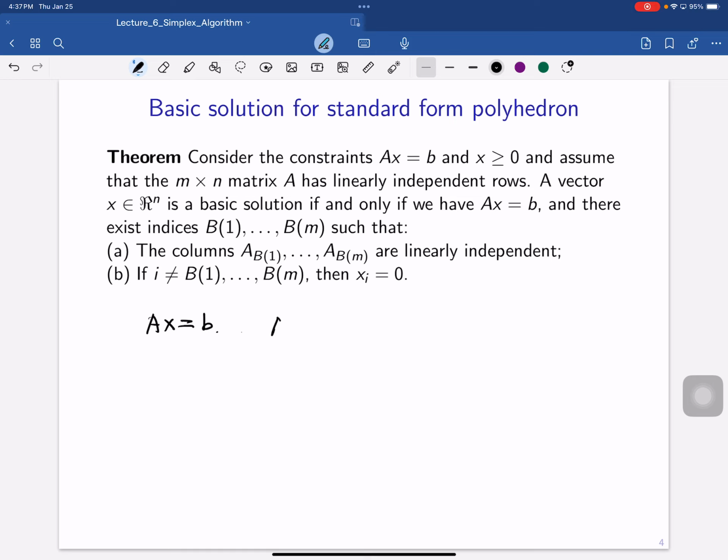A is an m by n matrix. And typically, we have m strictly less than n. Okay, and all the rows of A are linearly independent, right? Why do we need m strictly less than n? Any quick answer?